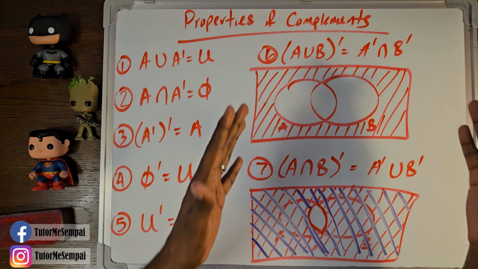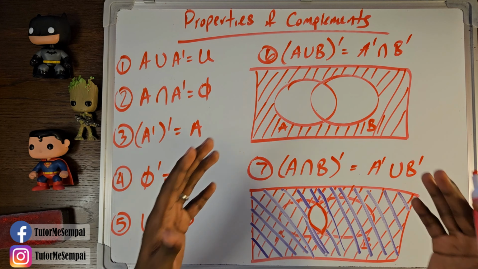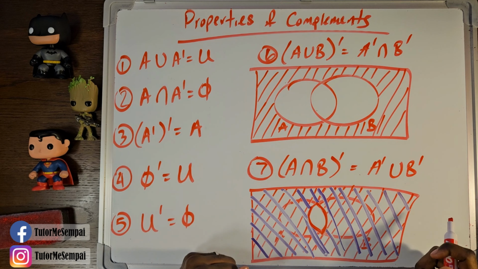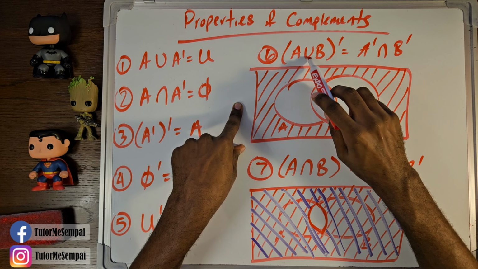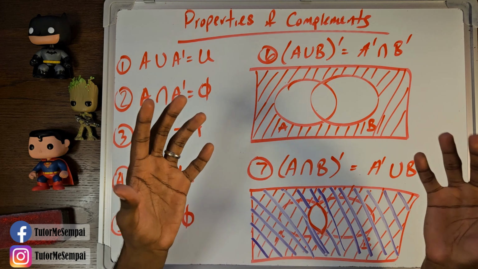These I found to be a little bit trickier, so I've already put their Venn diagram illustration here. But let's break them down. Number 6, it says we have A union B, and we're trying to find a complement of that.